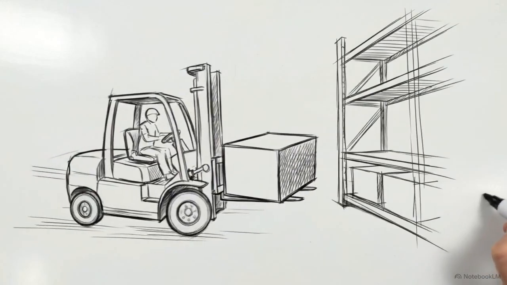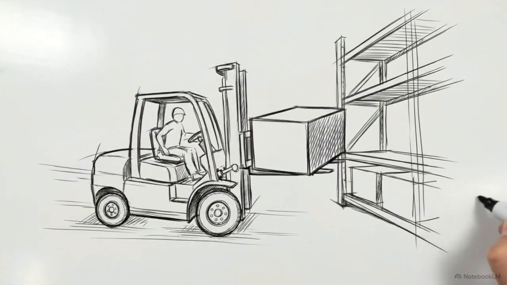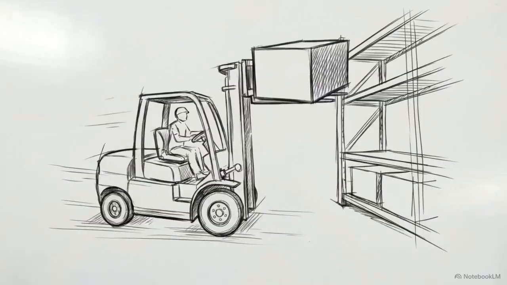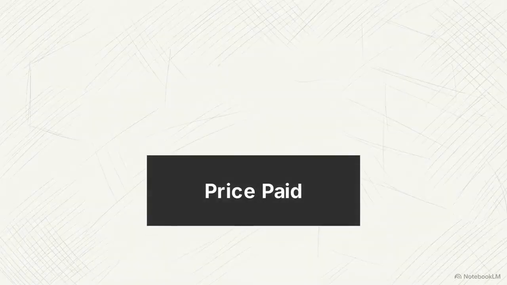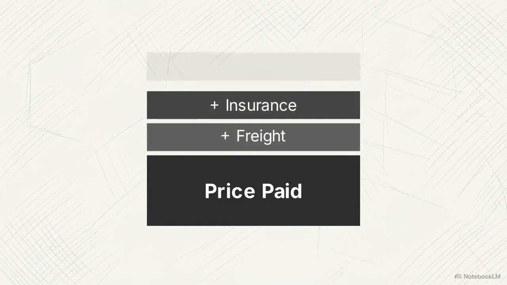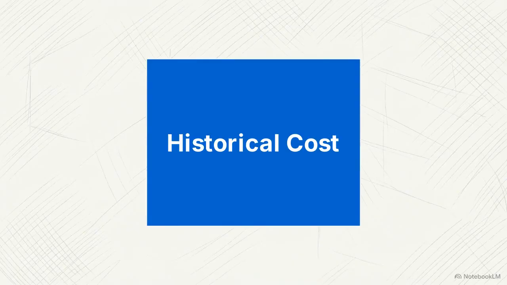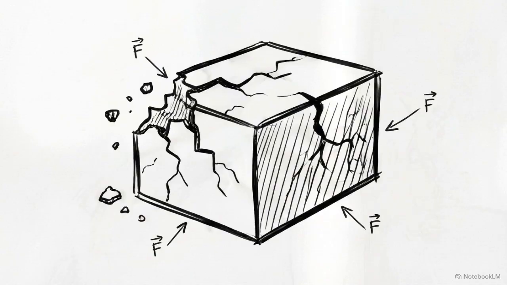When a company acquires inventory, the initial accounting step is straightforward. Assets are recorded at their historical cost. This includes the price paid to acquire the goods, plus any freight, insurance, and handling fees required to bring them to a saleable condition. But physical goods exist in the real world, and the real world degrades assets.